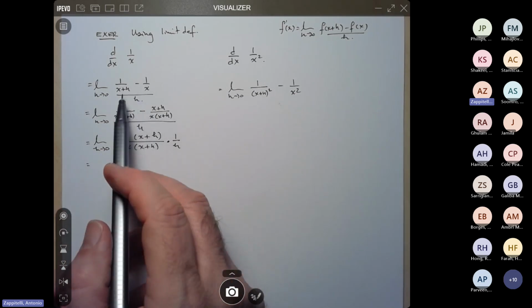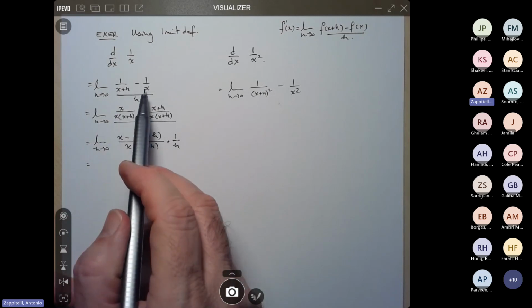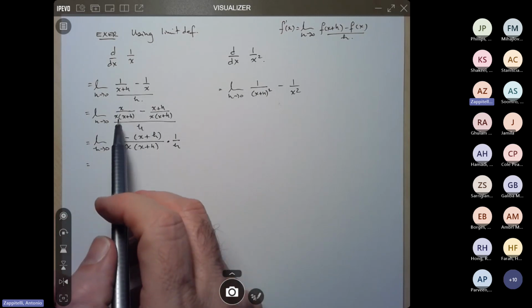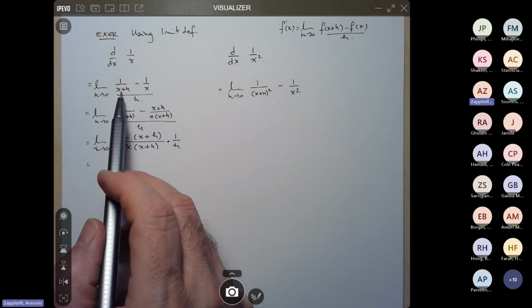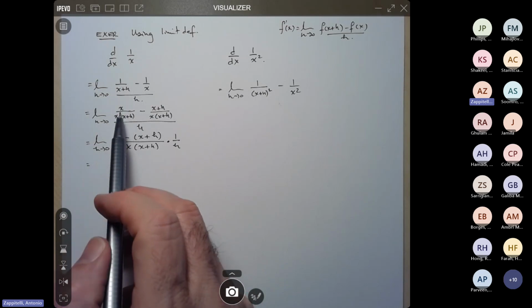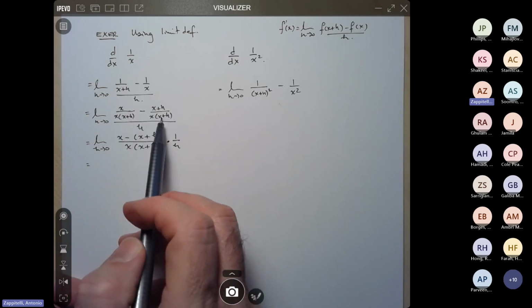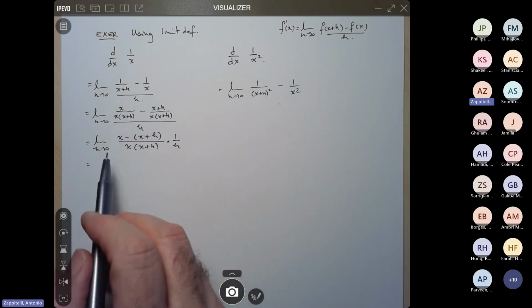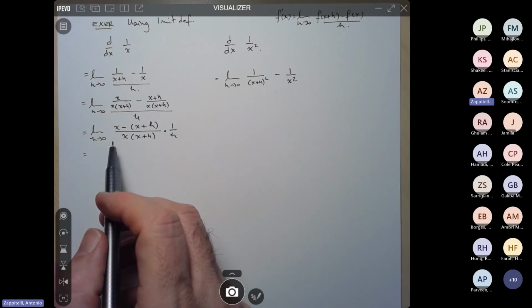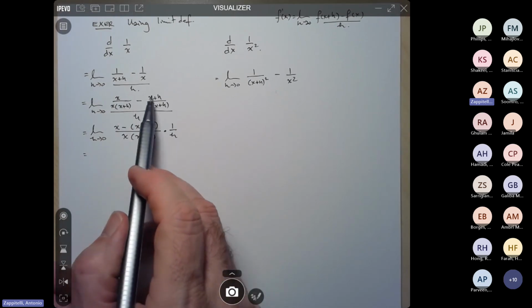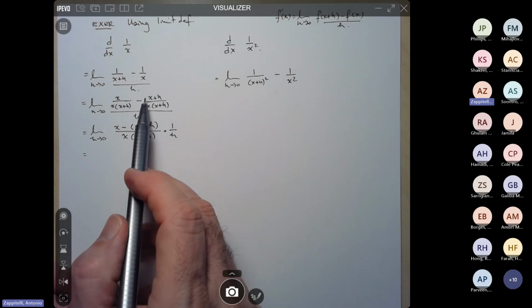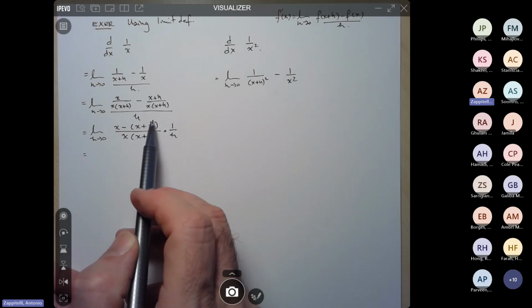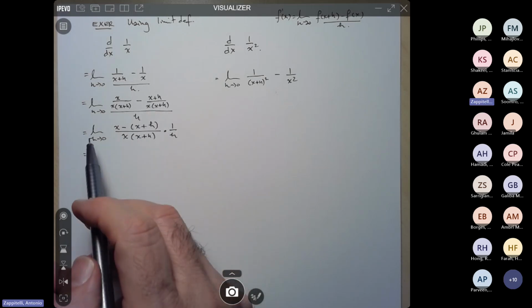And so what I needed to do is find a common denominator. My common denominator is x times x plus h. So here, if I multiply the denominator by x, I've got to do the same to the numerator. Here I multiply the denominator by x plus h, so I do that to the numerator. And now I can subtract these two. If you're doing a question like this, remember when you're doing the subtraction, you're subtracting the whole numerator. So please don't forget to put brackets, otherwise you'll get a sign error.